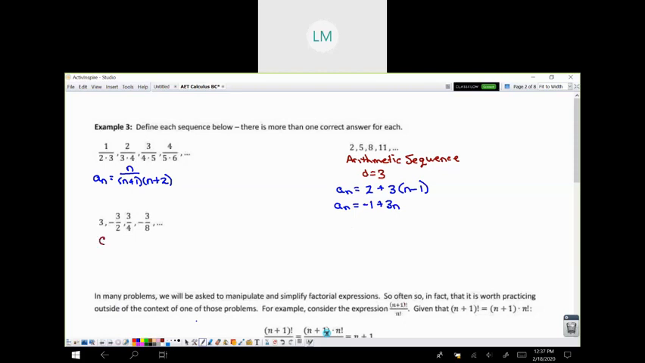Now this last one is a geometric sequence. And using my formula, I know that a sub n is equal to my initial value times my r. I'm going to go back here and I'm going to say r is equal to negative 1/2. And then that goes to the n minus 1.